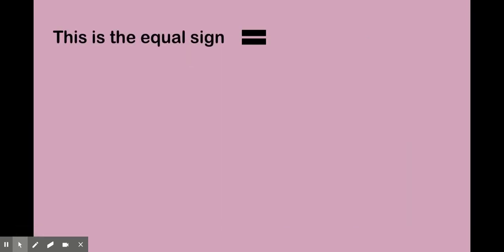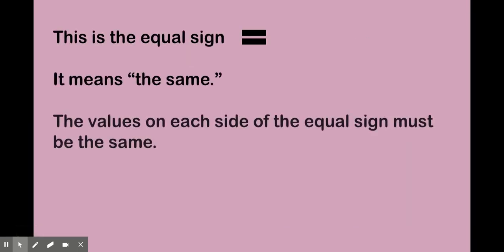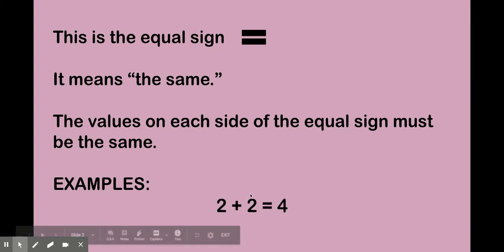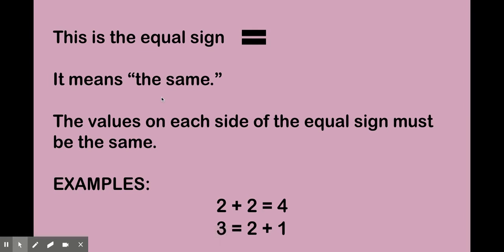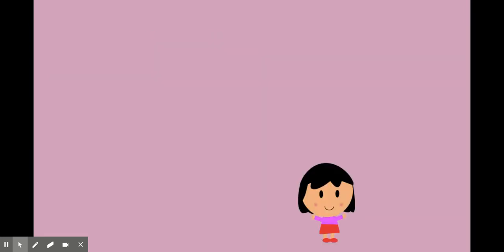So here's our equal sign. That means the same. That means the values are the same on each side of the equal sign. So for example, 2 plus 2 equals 4. Easy. So this means that 2 plus 2 is the same as 4, right? Because we know that 2 and 2 together gives us 4. That would also mean that 3 is the same as 2 plus 1. That means that both sides of the equal sign are the same.